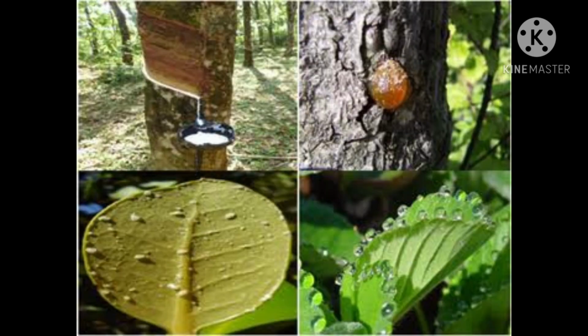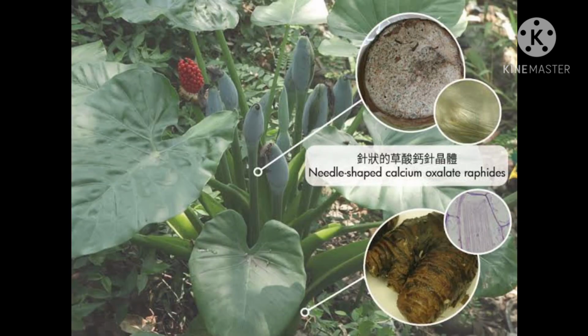So children, there are various types of waste products of plants also, such as gum, resins, raphides, and many other things. So plants also excrete like other living beings. Rubber is also another type of waste product of plants.